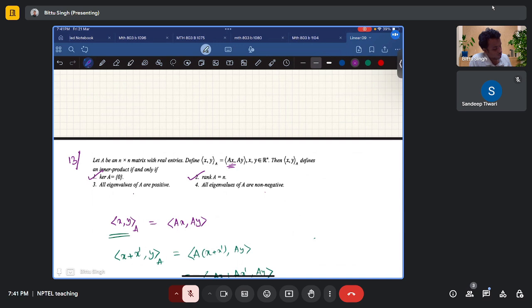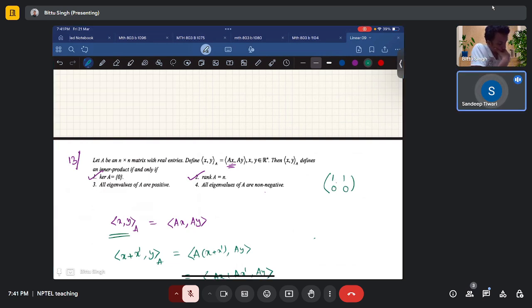Yes. So let us see the counter examples for those two things. So let us produce a counter example. All eigenvalues are positive, so the determinant should be 0. Maybe put 1 0 and 1 0. So what are those eigenvalues? Eigenvalues are only 1 and 0.